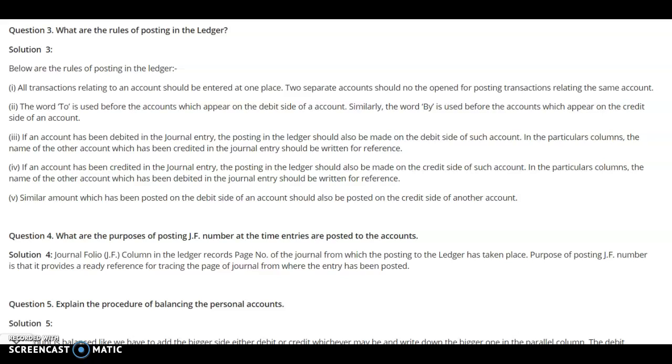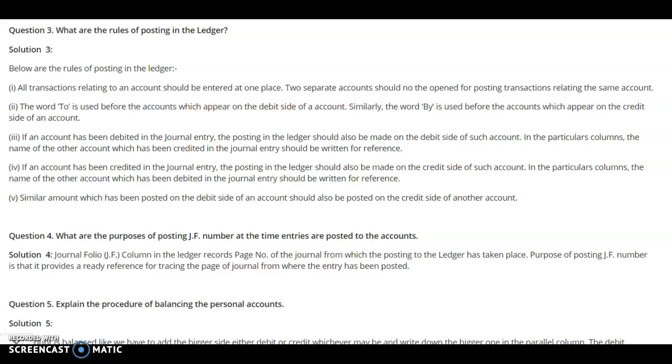Dear students, when we record the journal entries, in the format we write the LF, which means ledger folio, which means the page number where it is to be posted in the ledger. While in the ledger, in the column we write the JF, which means the journal folio. Again, the page number of the journal from where the entry has been recorded here. So here JF means journal folio, LF means ledger folio, meaning page number.